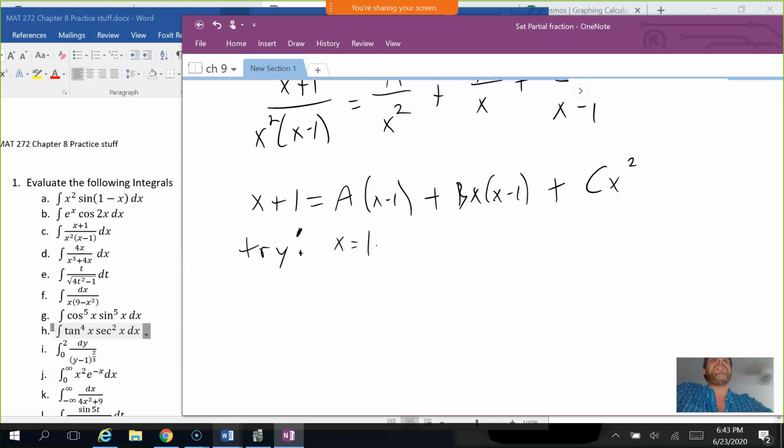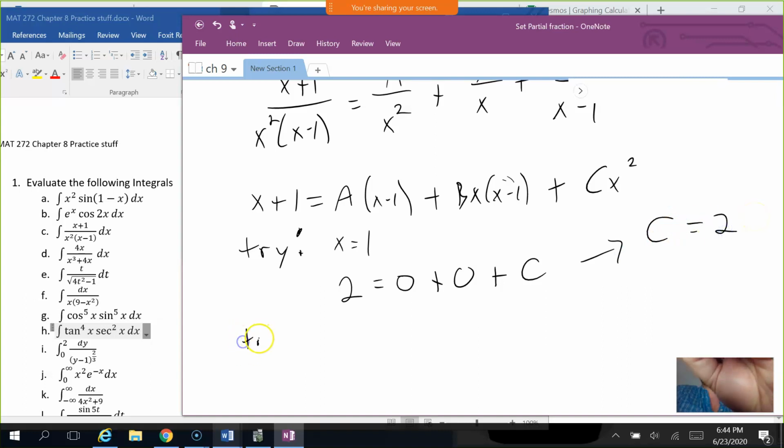If I plug in 1, it's going to make these two parentheses just go to 0, so they're both just going to go away. So if I plug 1 in for the x's, I'm going to get 1 plus 1 on the left-hand side, so 2. This is 0, plus this next one is 0, plus plugging 1 into here, I'm just going to get c. So this automatically tells me that c is 2.